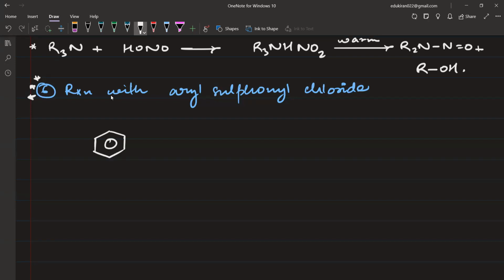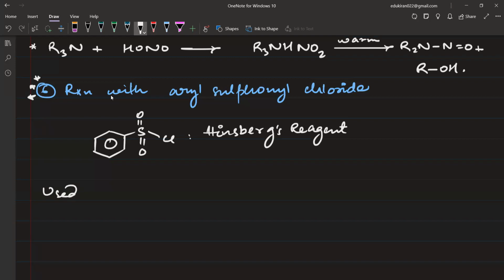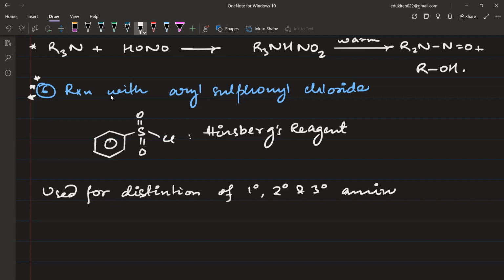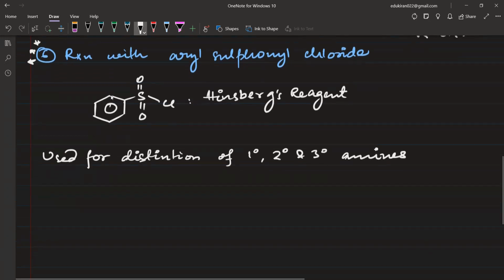We have this benzene ring, which is attached to sulfur with a double bond O, and this chlorine. This is also known as Hinsberg's reagent. Okay, what is the use of this? Used for distinction of 1 degree, 2 degree, and 3 degree amines. Now, I will give you the tests.